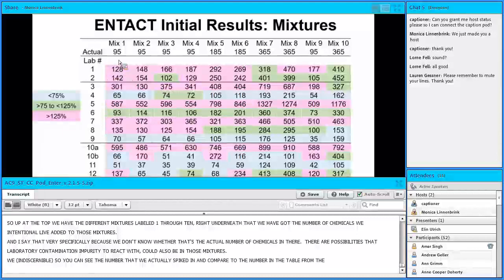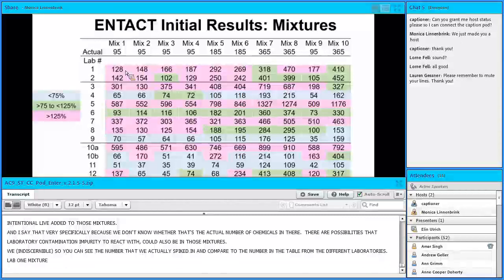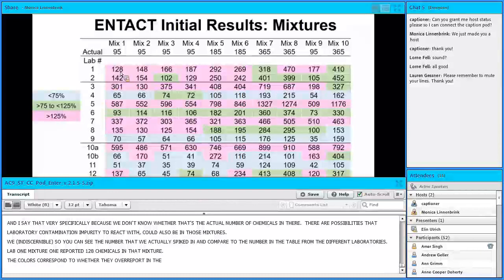So Lab 1, Mixture 1, reported that there were 128 chemicals in that mixture. The colors then correspond to whether they over-reported in the case of the pink one, or like I just mentioned, that 128 in a mixture that supposedly had 95 things added to it.